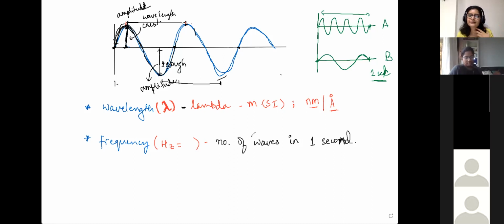What is the SI unit of amplitude? Amplitude is again distance, displacement, right? So the SI unit will be the same as what you use for distance, meters. Okay. Now frequency's SI unit is hertz. What does this hertz stand for? Like in terms of meter, centimeter, second, meter per second, whatever it may be. What does it stand for? What's the SI unit for frequency? Meters per second.